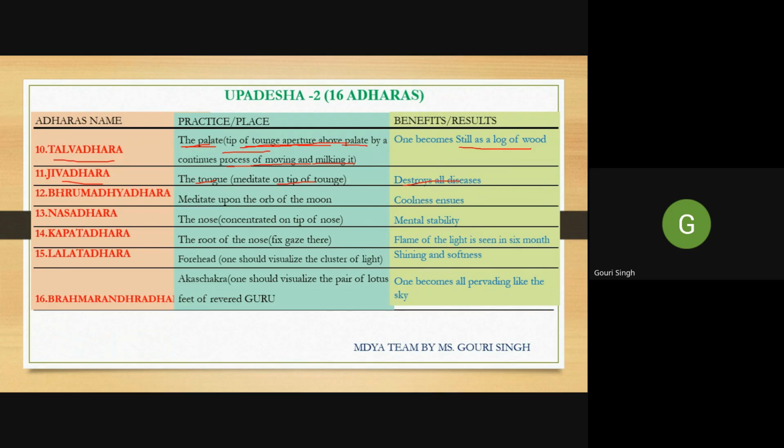Then the 12th one is the Bhrumadhya Adhara. The meditation point is the orb of the moon. What do you mean by orb? Yes, orbit or aura of the moon.